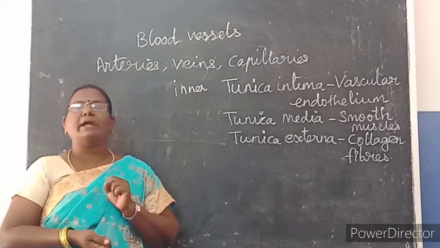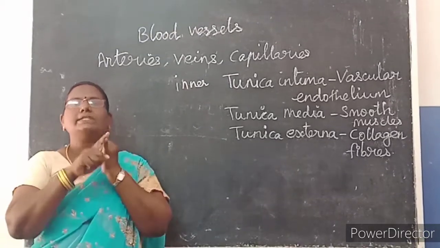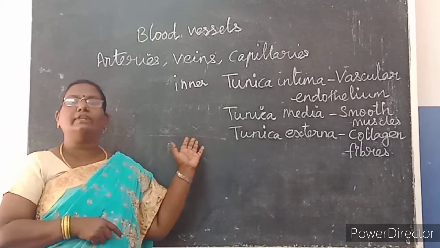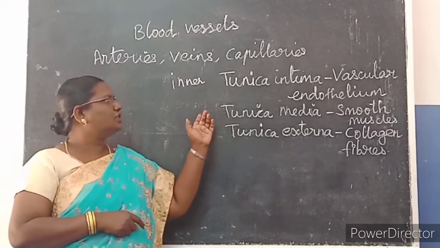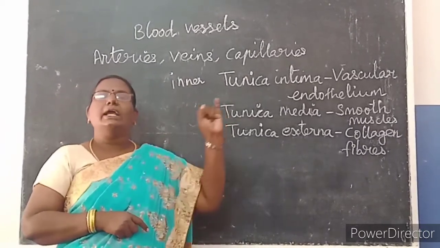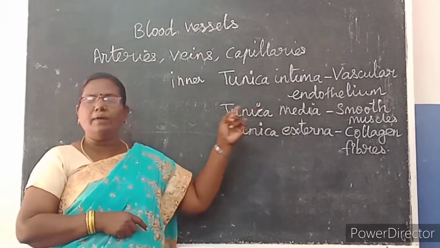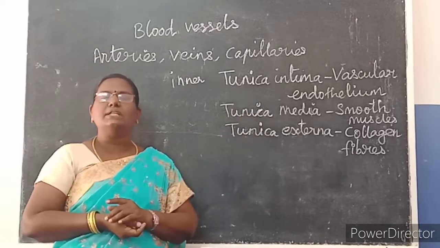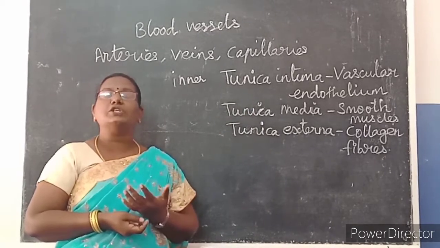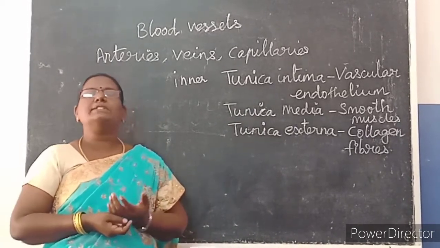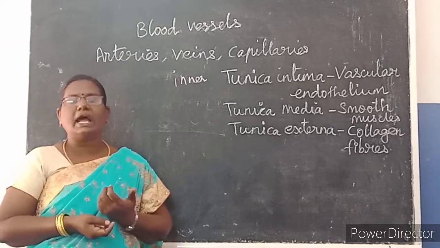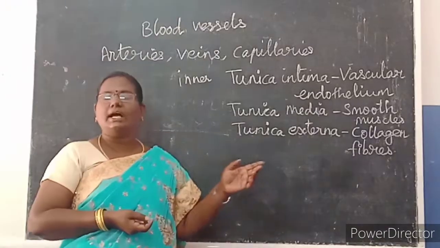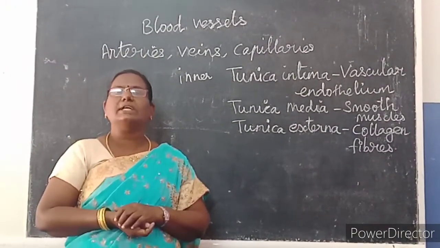There are three types of blood vessels. What are they? Arteries, veins and capillaries. All these blood vessels are formed of three layers. So what is the first one? Tunica intima, it lines the vascular endothelium. Then tunica media is composed of the smooth muscles. The contraction and relaxation of the smooth muscles brings about the vasoconstriction and vasodilation. The outer layer is the tunica externa. It is formed of the collagen fibers.